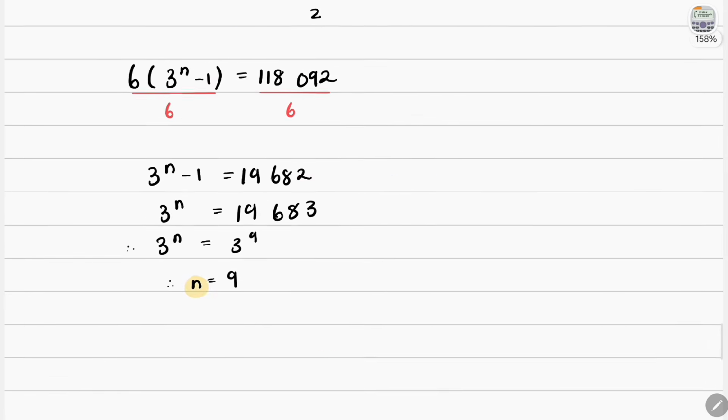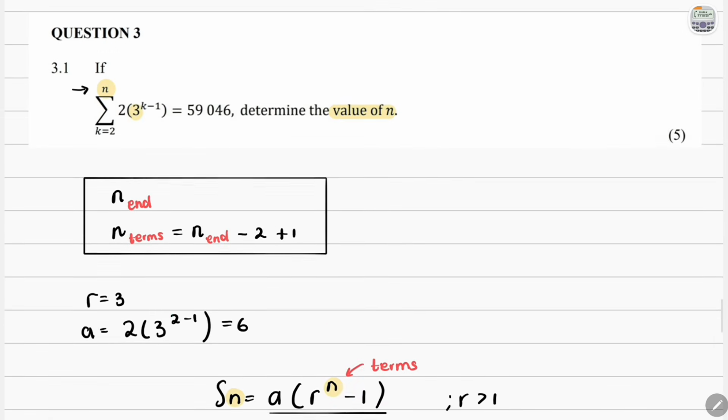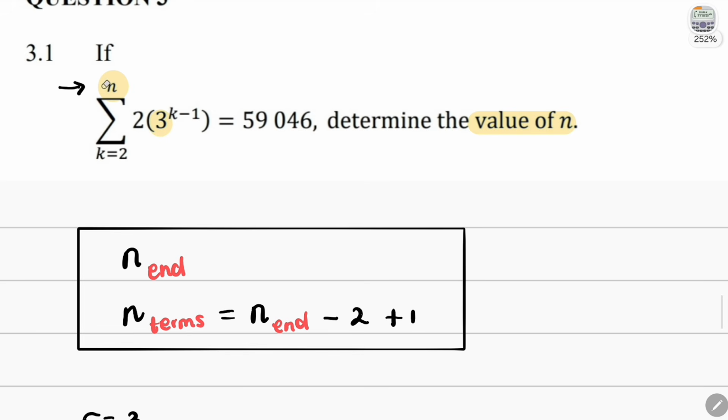Okay. Now we need to apply that here because they're not asking for the number of terms. They're asking for n, the value we end at. So if the total number of terms is 9 and we started at k equals 2, then where are we ending? We have to have been ending at 10 because there should be a total of 9 terms, meaning k equals 2 is your first term, k equals 3 is your second term, and then 4, 5, all the way to 10, and that will give you a total of 9 terms.